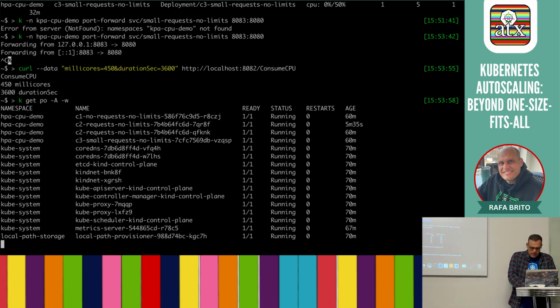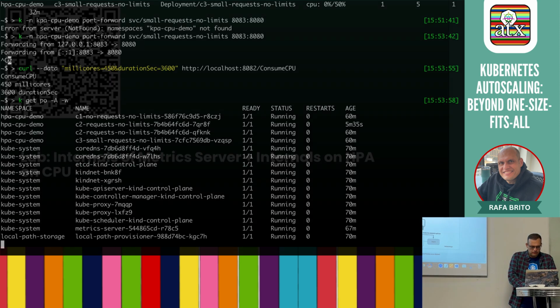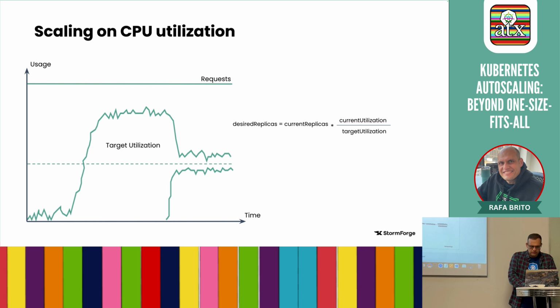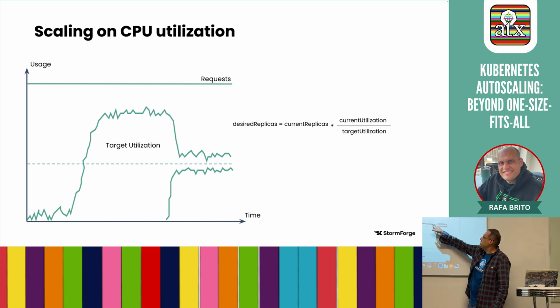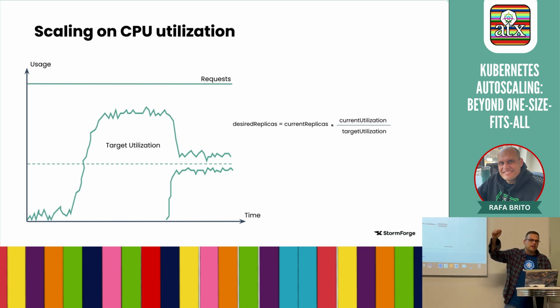And that brings us to how we scale on CPU. The desired replicas is a calculation of the target utilization and current utilization. Current utilization is the CPU time that your app is using, based on the requests. You have to set the request and set something meaningful.